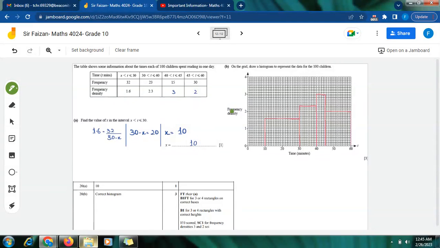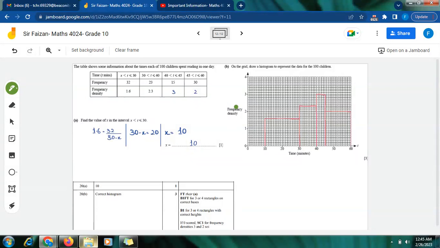And as you can see in the histogram as well, there is frequency density in the y-axis. So this is a histogram of unequal class width. And we have two parts of this question. In the first part, we have to find the value of x in the first interval. The first interval has been given to us in the form of x, so we have to find the value of x. And in the second part, we have to draw this histogram.